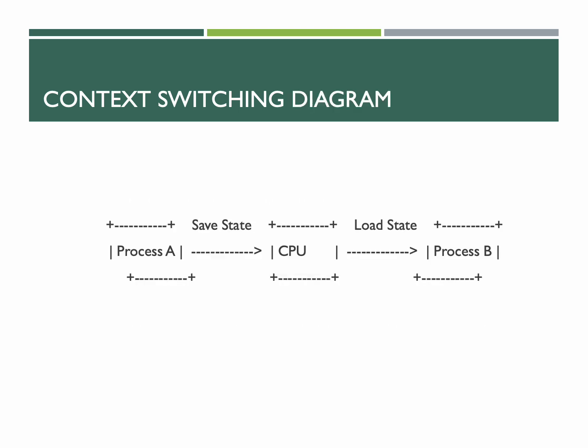Here is a diagram which illustrates the process of context switching, breaking it down step by step. Here we have a process A. The system begins with process A currently running on the CPU. At some point this process must pause, either because it's waiting for an input output operation or another process has a higher priority.